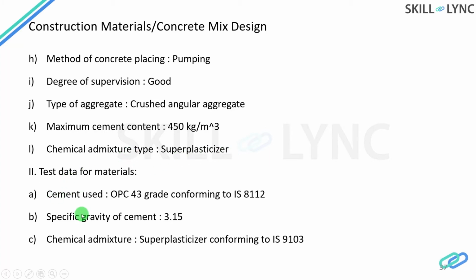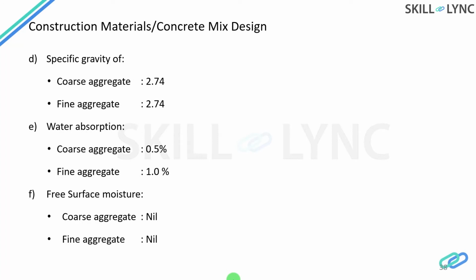So the test data for materials is obtained from the manufacturer or vendor of the materials which we are using. That is, the cement used should be of OPC 43 grade. It can be of 53 grade also, but it should conform to the corresponding Indian code. That is, for 43 grade it is IS 8112. The specific gravity of cement is 3.15. The chemical admixture here is superplasticizer conforming to IS code 9103. So these are some of the values which are required for doing the concrete mix design.